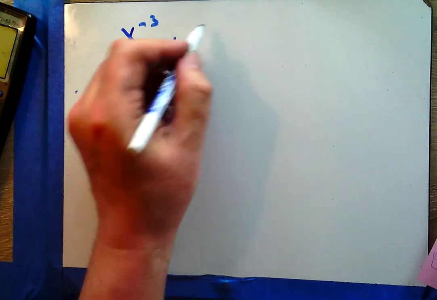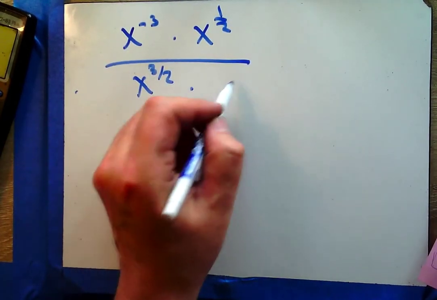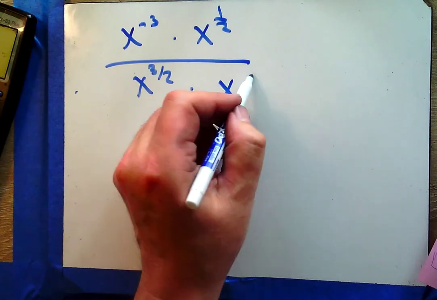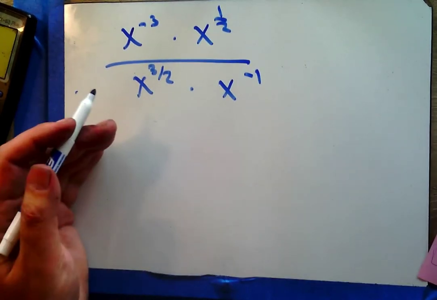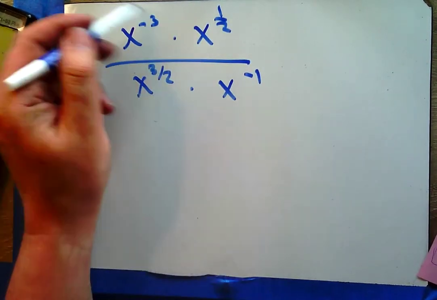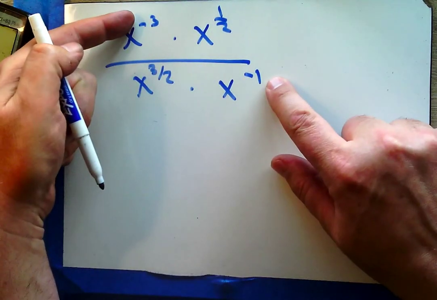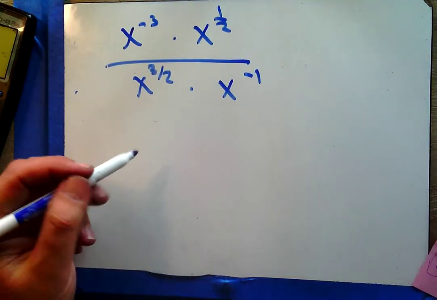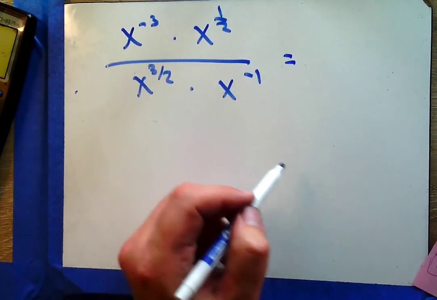How about x to the minus 3 times x to the 1 half over x to the 3 halves times x to the minus 1. Now, there's lots of ways you could do this problem. You could work across first. You could work vertically first. You could move the negative exponents and turn them into positive exponents first. I think what I'm going to do is I'm going to go across.